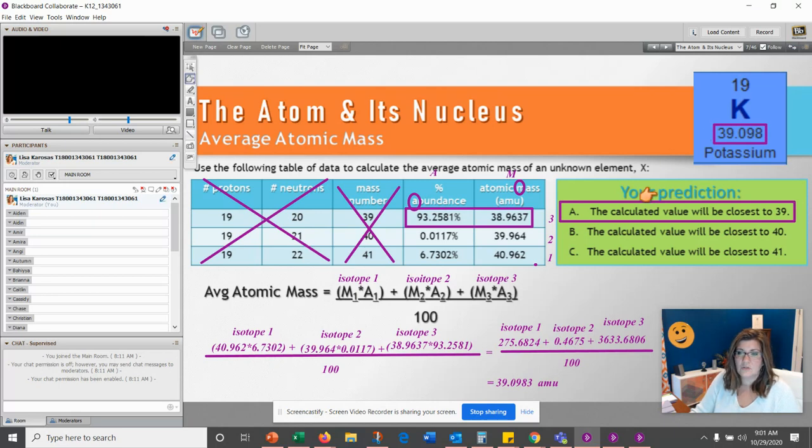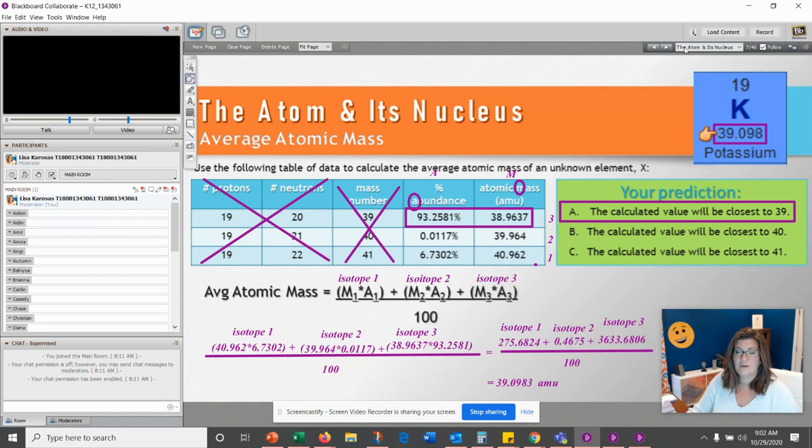And we could use our prediction too. Our final answer did come out very close to 39.0 and some change. Now, if you use the mass number instead of the actual atomic mass, you may not so easily be able to identify the element with the periodic table because the masses of neighboring elements are quite close to one another. So to be off a few decimal places is pretty significant.